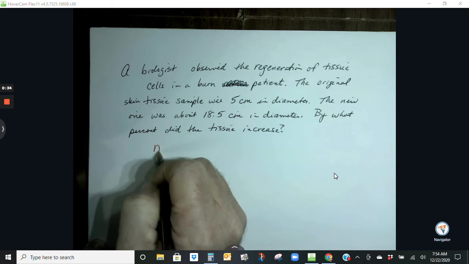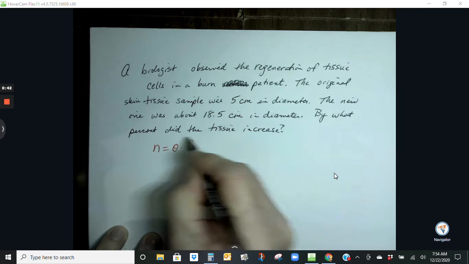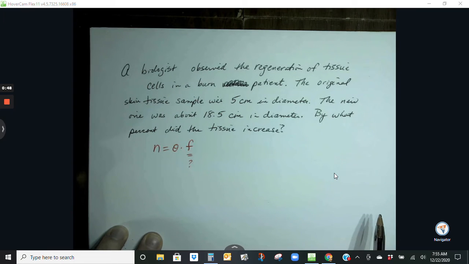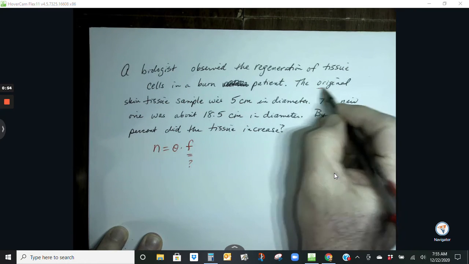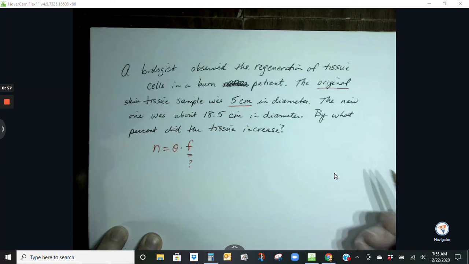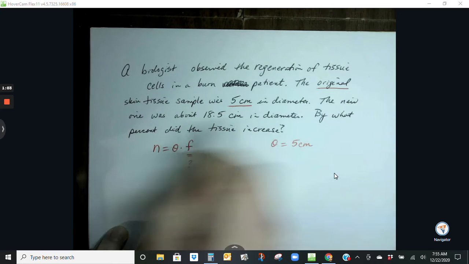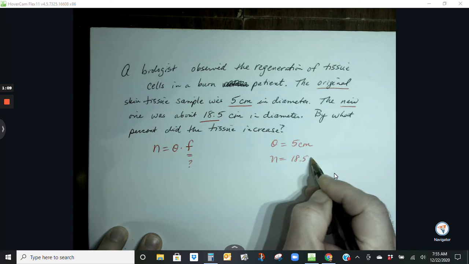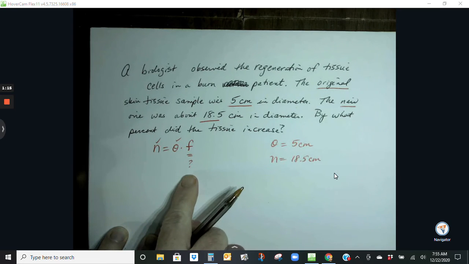So again, I start with this, always. All right. So if they're talking about by what percent the tissue increased, we're talking about finding the factor and then going and figuring out the percent increase. So we must know the new and the original. The original tissue sample was 5 centimeters, so we already know that. The new one was 18.5. So we have new, we have original, and we're looking for factor.